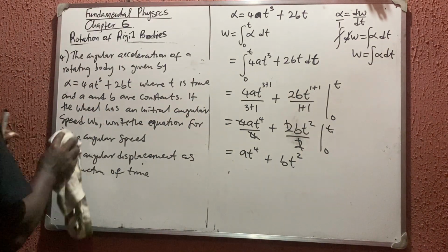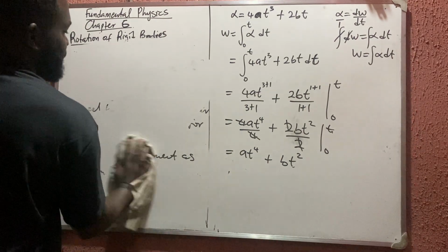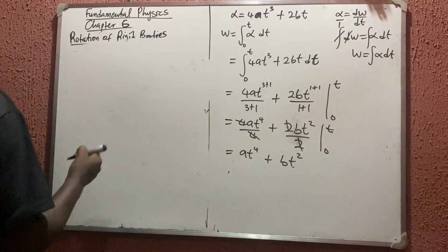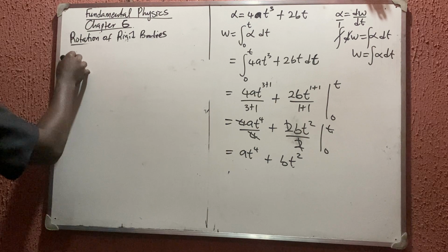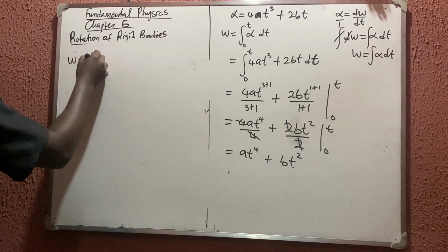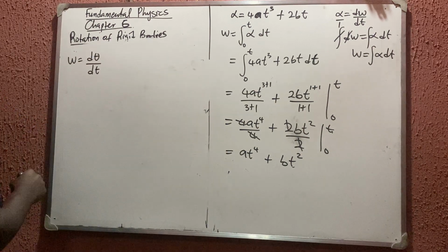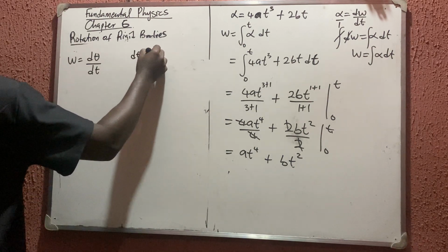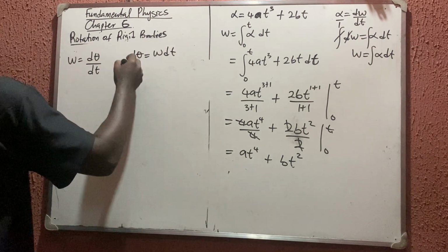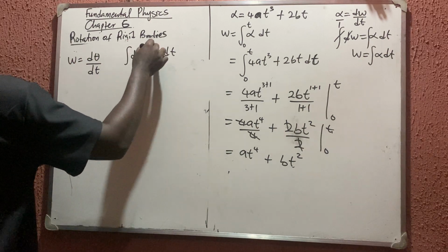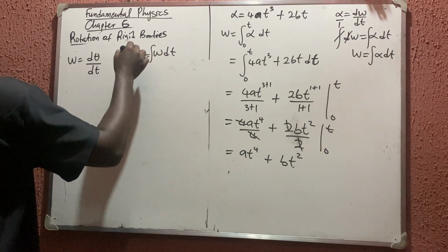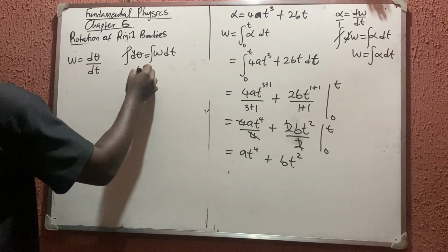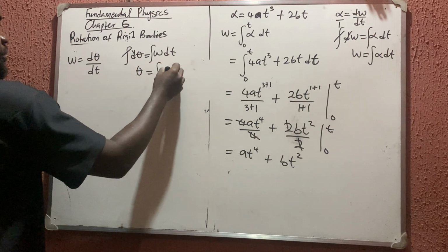They say we should calculate the angular displacement. Now, to get my angular displacement, I know that my w is equal to what? Change in angular displacement over change in time. If I cross multiply like I taught you, theta will be w dt. So if I put an integral on both sides, differentiation is the opposite of integration. So I'm left with theta as the integral of w dt.